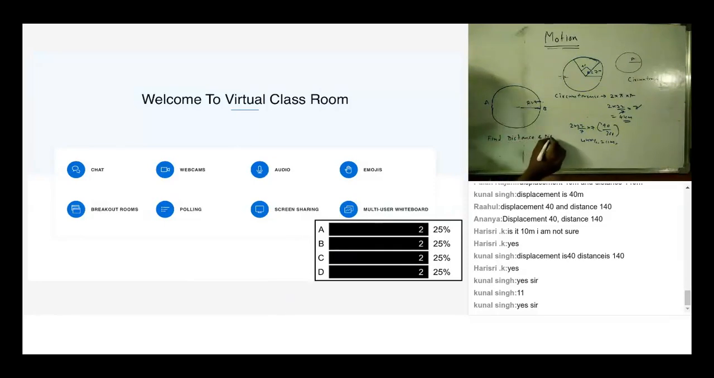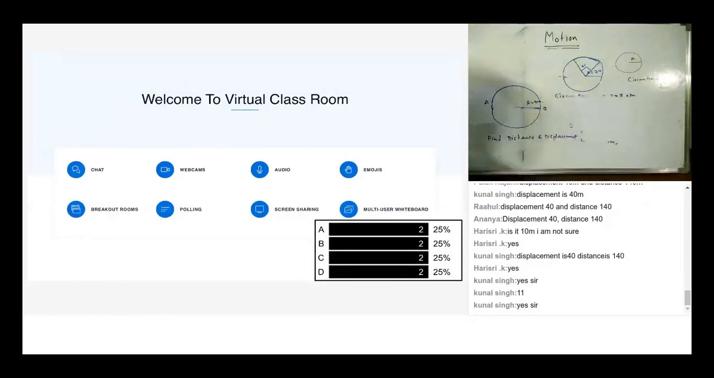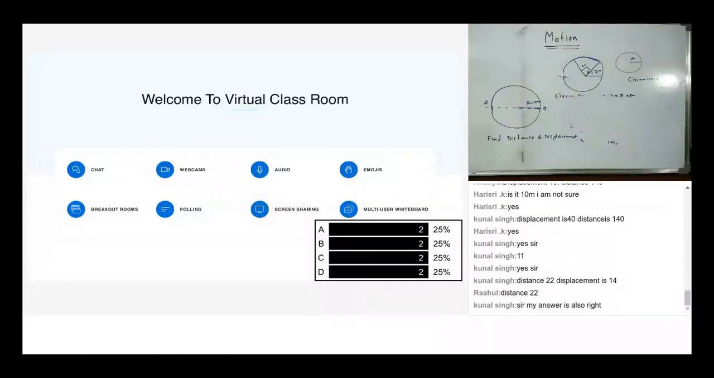Can you do it? A body starts from point A and reaches point B. What are you required to do? You're required to find distance and displacement. Most of you understood distance. Distance, there is no issue. Displacement is something that a few people are facing problems with, right?